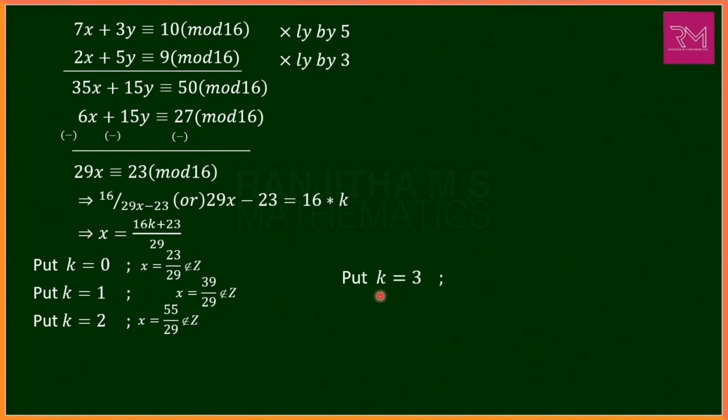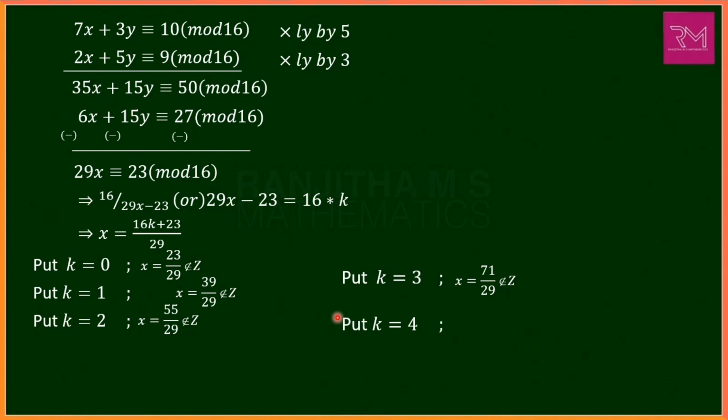Next, you have to put the value k is equal to 3. If you substitute k value as 3, that means 16 into 3 is 48. 48 plus 23, we get a value as 71. That is x value is equal to 71 divided by 29 also does not belong to an integer z.